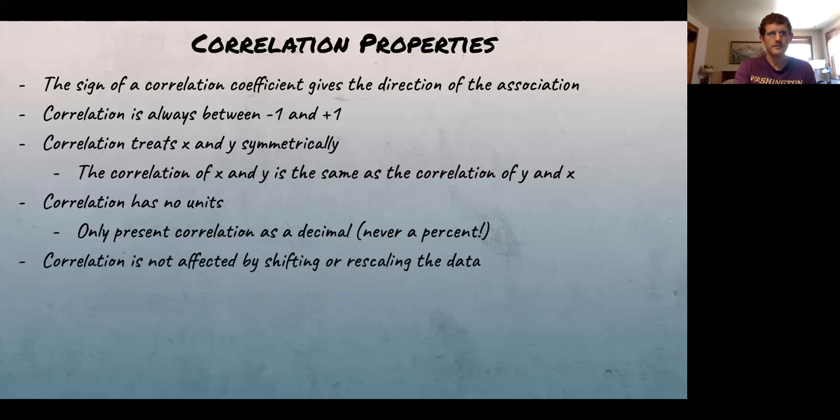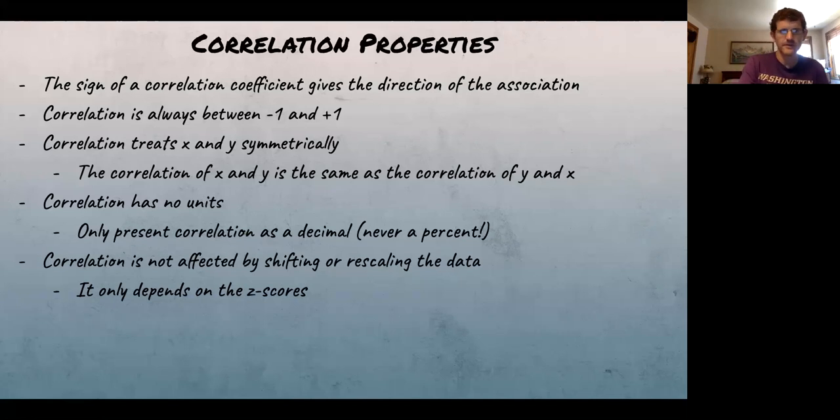Correlation is not affected by shifting or rescaling the data. It only depends on the z-scores. So keep that in mind if you come across some problems where it's saying, oh, they did this to the data. How does that affect the correlation? It doesn't. I mean, if all they did was rescale, it doesn't. If they add a new outlier data point, it does affect it.